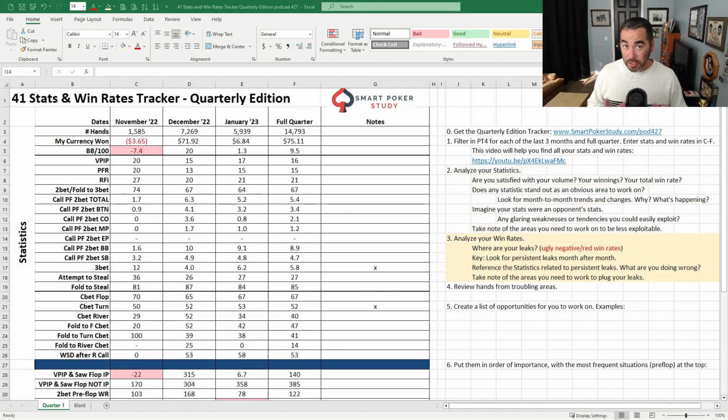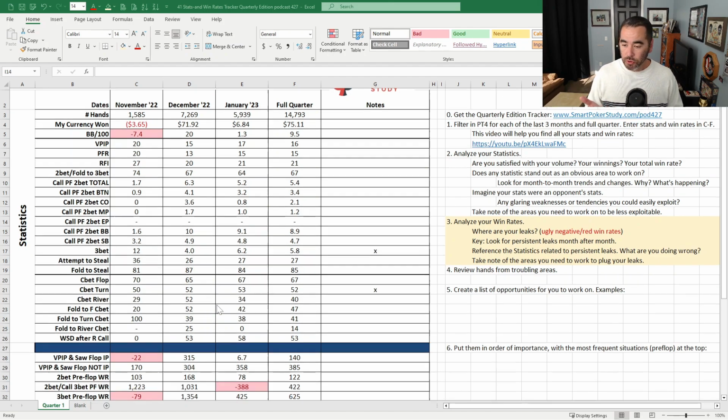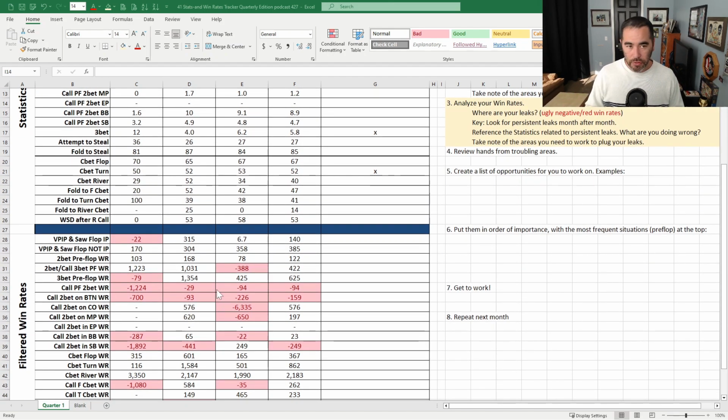So after analyzing the statistics, step 3 is to analyze your win rates. So scroll on down to the second half of the sheet right here. You want to first look for any ugly negative and red numbers, right? Analyze your winnings and look for persistent leaks month after month. And I definitely have one that I want to look into.